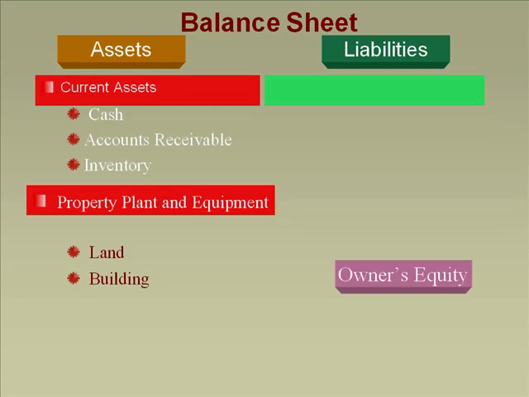Land and buildings are examples of assets that last more than 1 year or long term. Remember, the criteria to differentiate between long term and short term is 1 year. If you hold it less than 1 year, it's short term or current assets. If you hold it more than 1 year, it's long term and comes under property, plant, and equipment.